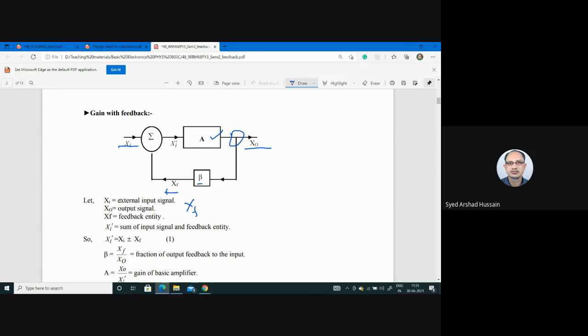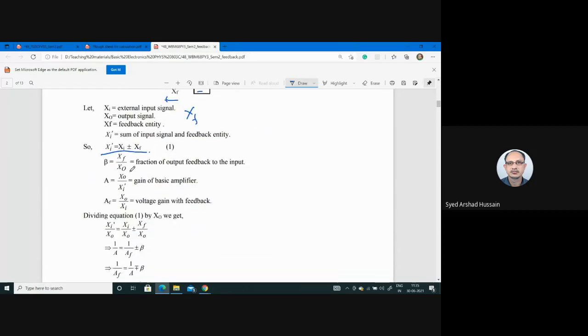So this is the input without feedback, external. So after the feedback is added to this, we have Xi dash. So Xi dash can be written as Xi plus minus XF, plus for positive feedback, same phase, minus for negative feedback. Beta is known as the feedback ratio or feedback fraction, and is defined as the fraction of the output signal fed back to the input, that is XF divided by X0.